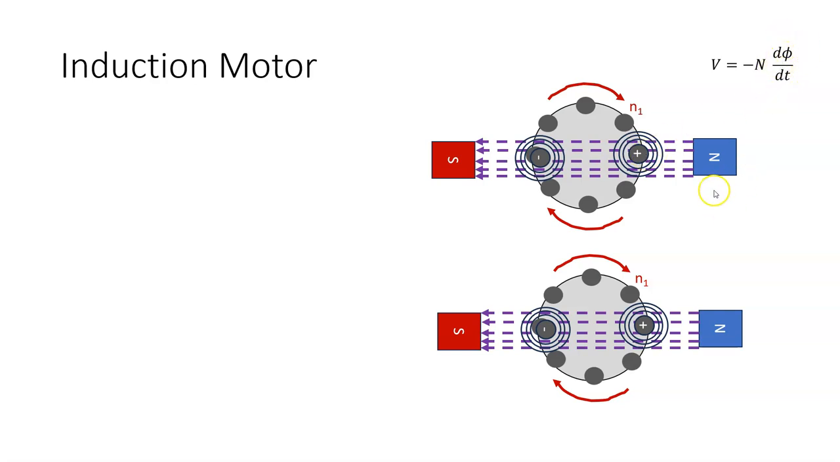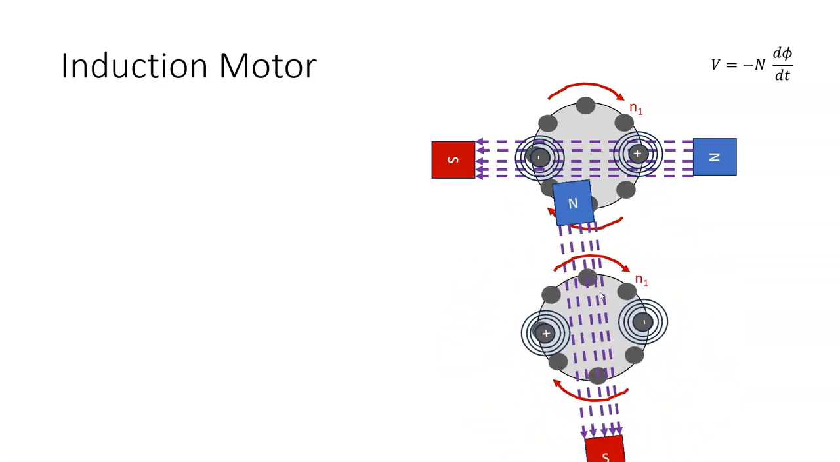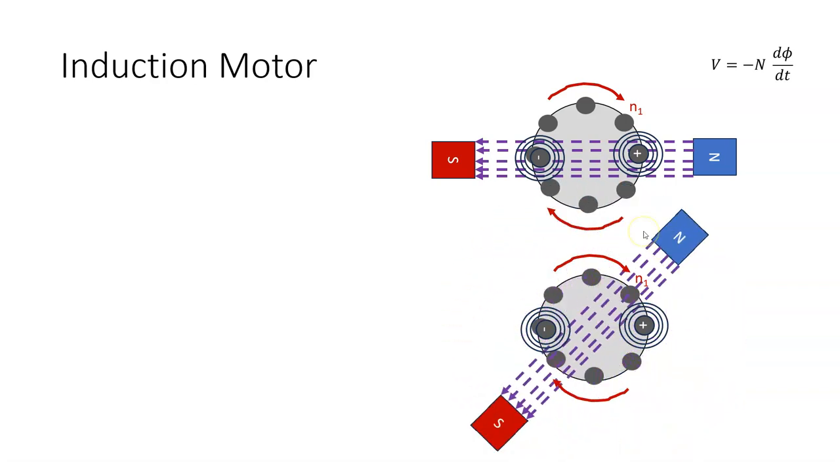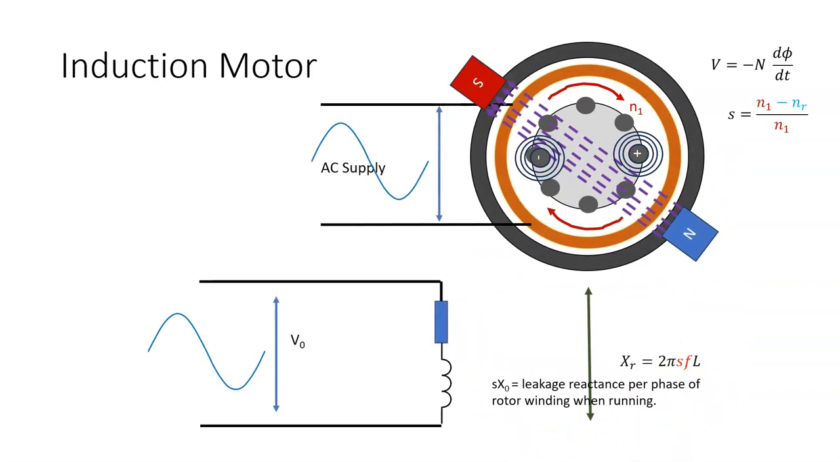So what has to happen is the rotational speed of the rotor, Nr, has to be slightly less than the rotational speed of the magnetic field. We call that difference in speed slip. So it's the difference between the rotational speed of the rotating magnetic field and the rotational speed of the rotor.